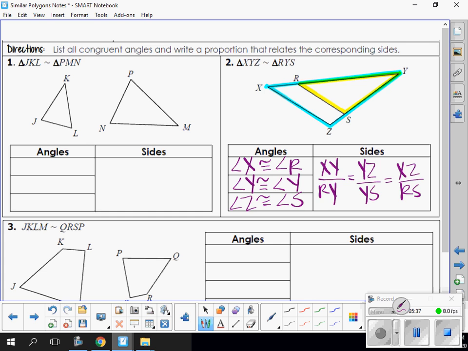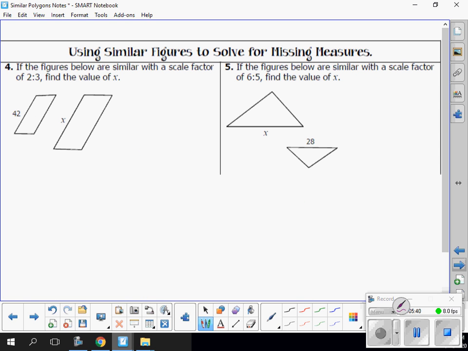All right, we will talk about those in our class meeting. Let's look at number 4. If the figures below are similar with a scale factor of 2 to 3, anytime I see a scale factor, I want to write it as a fraction. So 2 over 3, find the value of x. Well, 2 to 3, 2 is smaller, going to 3 is larger. So if I look at my picture, my smaller figure is my 42, going to my larger figure is my x.